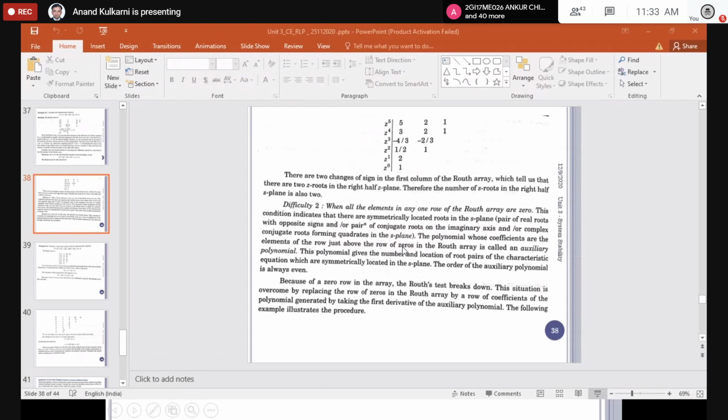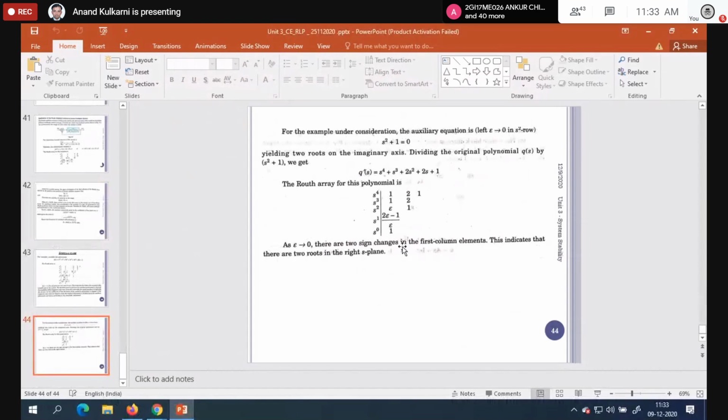We'll share this. If you perfect this much, you can solve any type of problem. This same problem you may not get in the exam. A different polynomial will come to you, but the method remains the same. So try to perfect these 6-7 problems. If you solve them on your own once without looking at them, you can solve any problem in the Routh stability criteria.